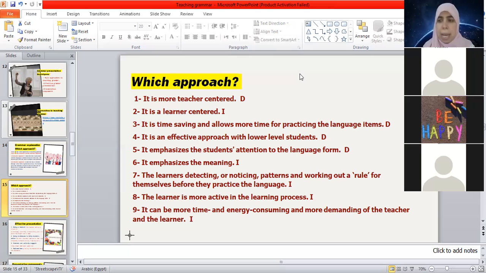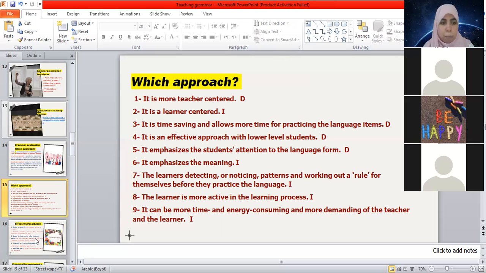Yes, thank you, Raghda. And here, Manar said inductive is better for her because it encourages students to be active, and the students won't forget the rule. Yes, because when students themselves work out the rule or the meaning, it will be memorable. Yes, exactly, I agree.